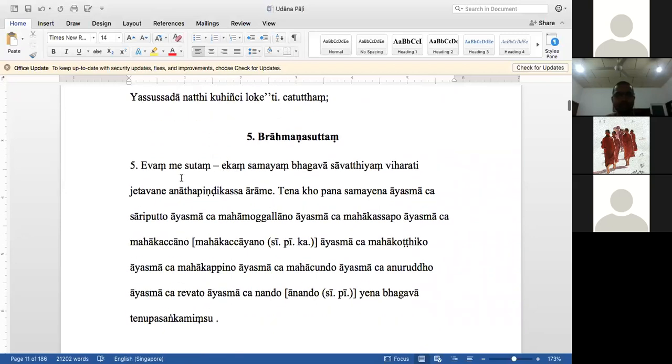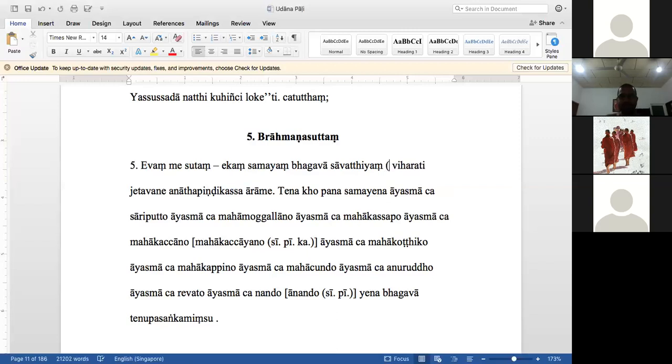So, Brahmana Sutta. Evam me sutam, yes, the first part was properly translated. Accusative of time, Bhagava, the Blessed One, Savatthiyam viharati, Jetavane Anathapindikassa arame. In the grove of Jetavana, of Anathapindika, he was living in the monastery, which was located in the Jetavana, which belonged to Anathapindika, in Savatthi. So here is another new point that I want to emphasize.